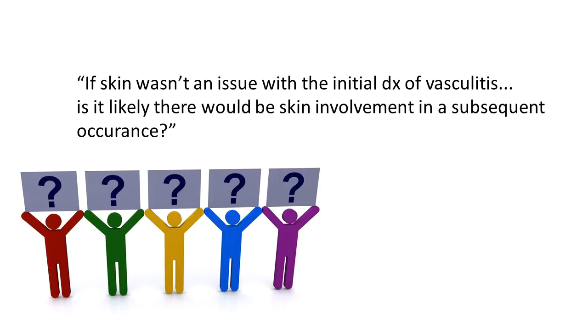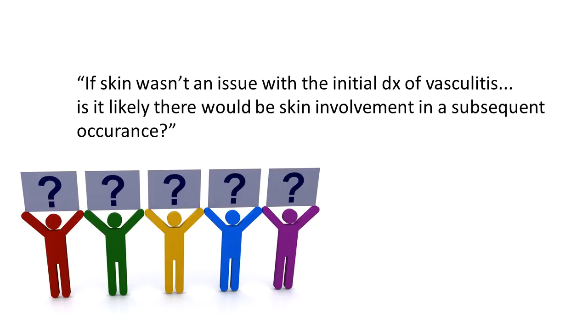So there are a couple questions that came in. There's one: if there are no skin manifestations during the initial diagnosis, and the patient has EGPA, Churg-Strauss, is it likely that they will be a part of a subsequent recurrence? Good question. As I mentioned, it really depends on the type of vasculitis we see.